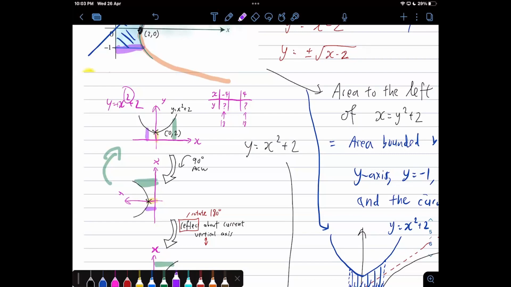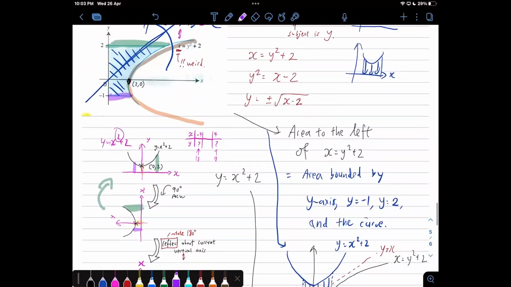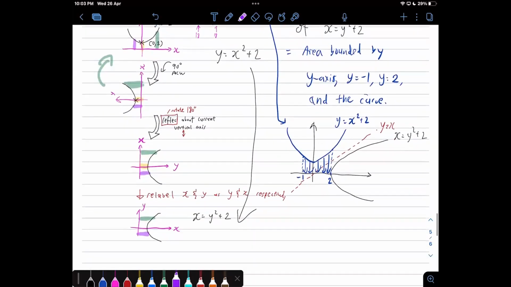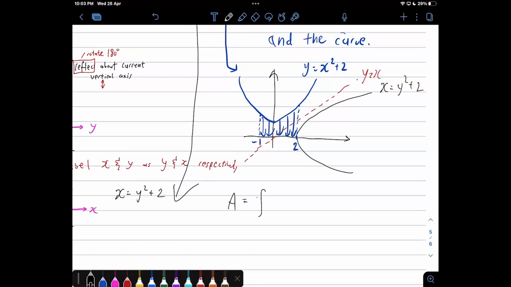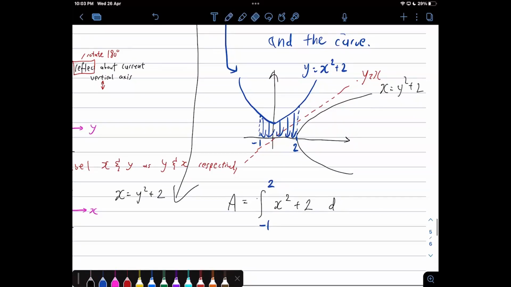Okay? So what this means now is that finding the area of that region is equivalent to finding the area underneath this curve instead, y equals x squared plus 2, but bounded between -1 to +2. So we can just integrate x squared plus 2, but go from -1 to +2. Is that okay? Oh, sorry, it's not dy, it's dx.